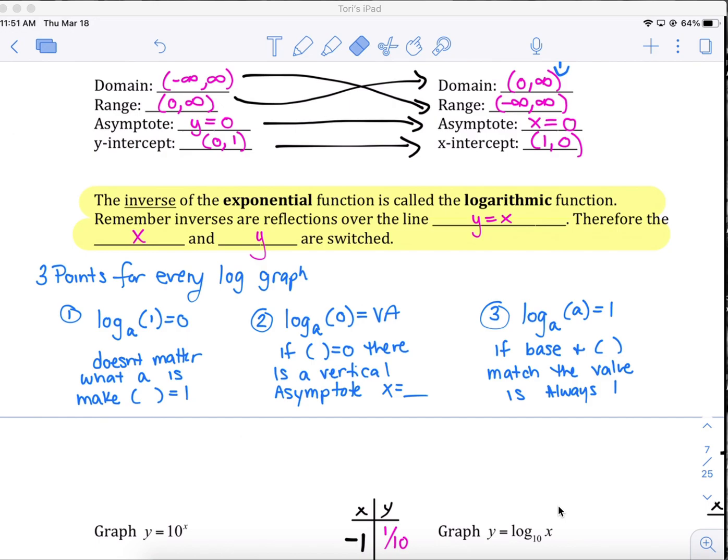Perfect. Okay, so if you are making your parenthesis 1, no matter what your a is, the whole value will equal 0. If your parenthesis is equal to 0, whatever the transformation makes it equal 0, you automatically have a vertical asymptote at wherever that x value is, okay? Finally, if your base and your parenthesis match, doesn't matter what a is, if they match, your value is automatically a 1. So we're going to keep that in mind of trying to figure out what makes the parenthesis 1, what makes it 0, what makes it a, and that's how we're going to get our 3 points.